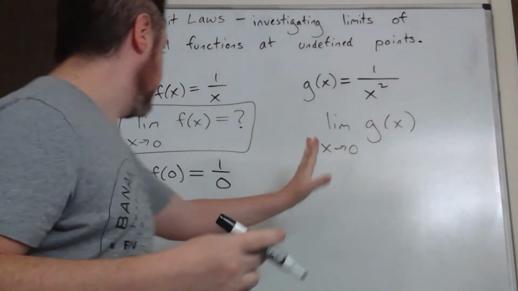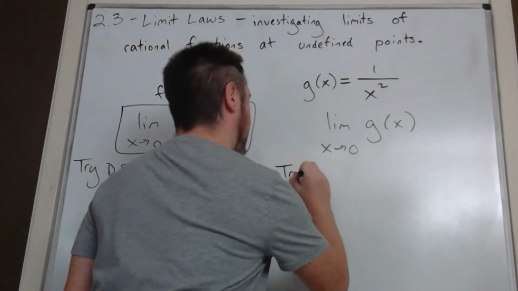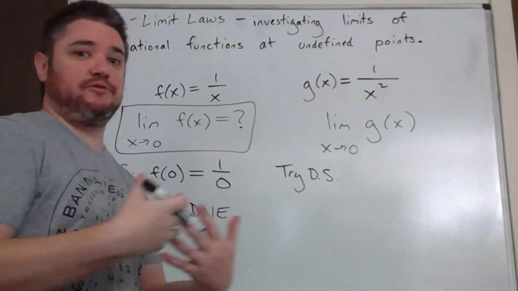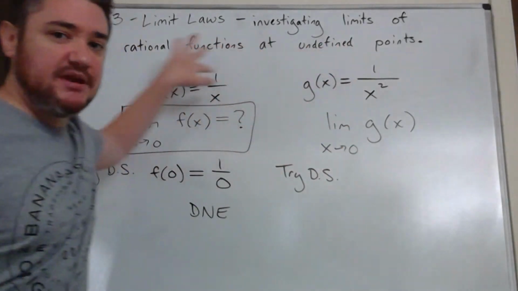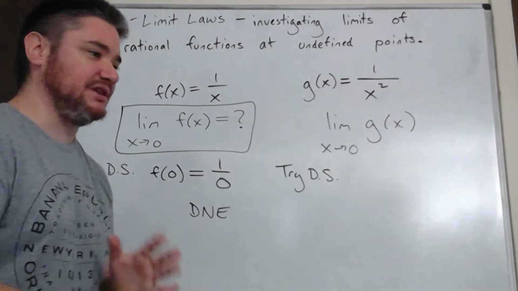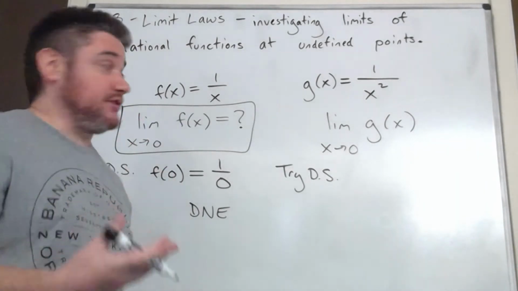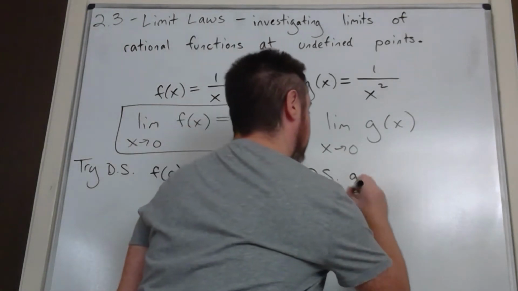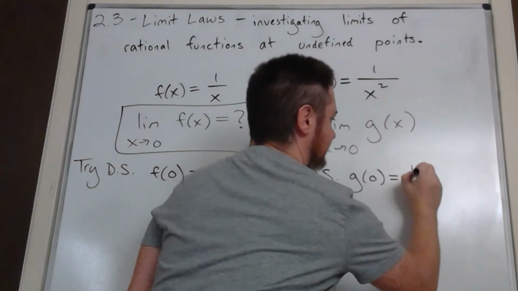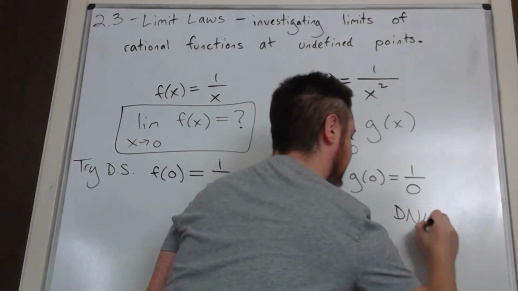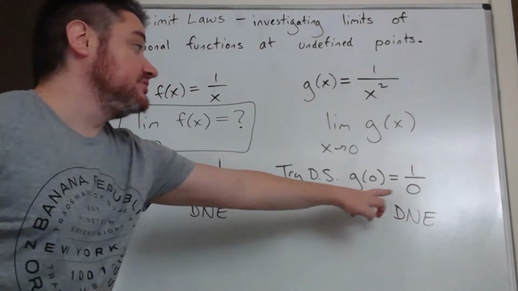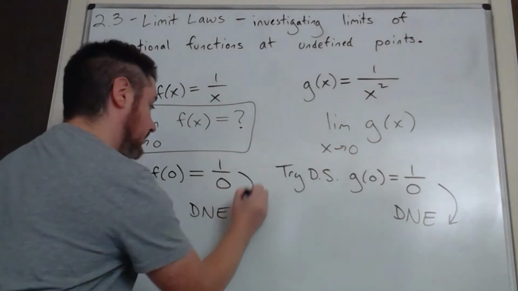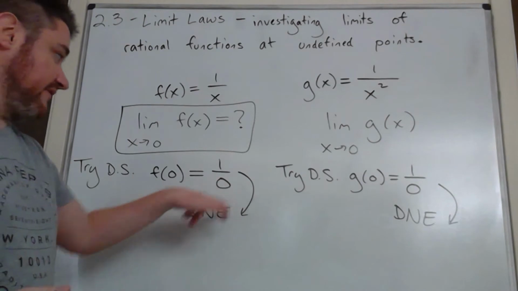Let's see what's happening over here. Let's do the second one real quick. Let's try direct substitution again. You can do this in your head. We can do both of them in our head. When I say try direct substitution, it doesn't mean you have to write it out. You're going to get 1 over 0. The same thing is going to happen here. g of 0 is 1 over 0 squared, which is still just 1 over 0. Again, as a function value, this expression does not exist. 1 over 0 doesn't mean anything.